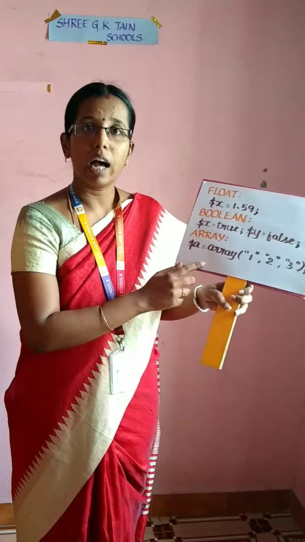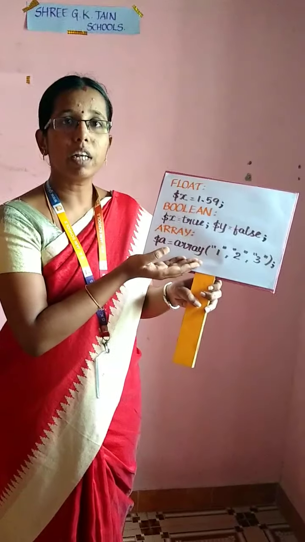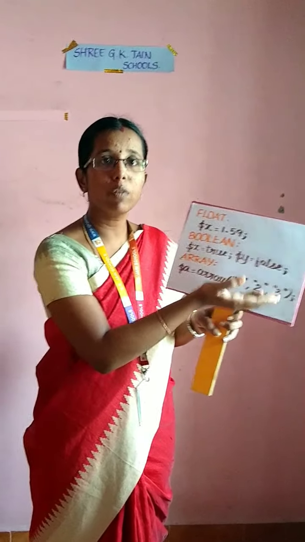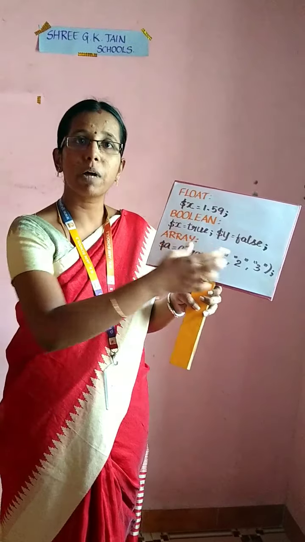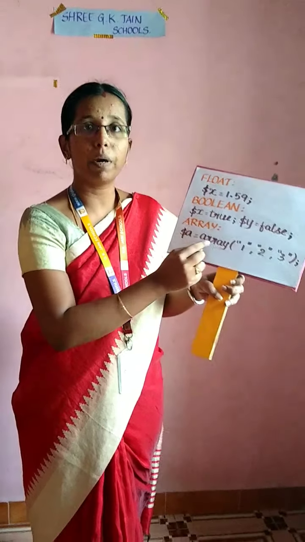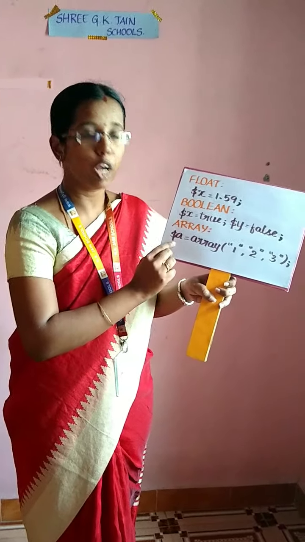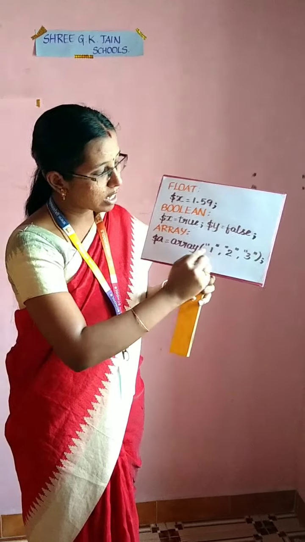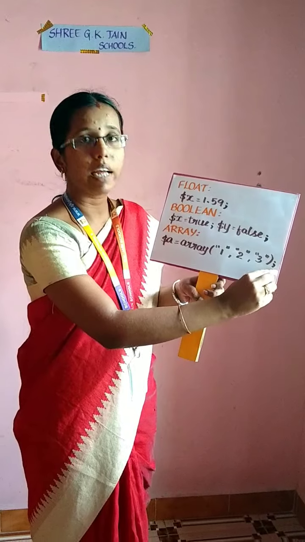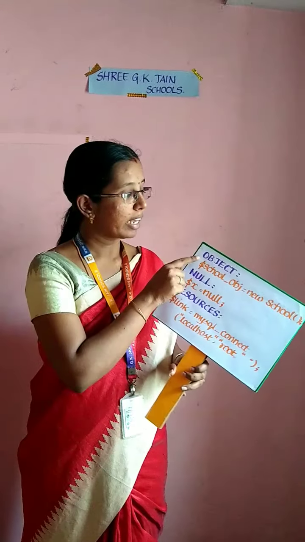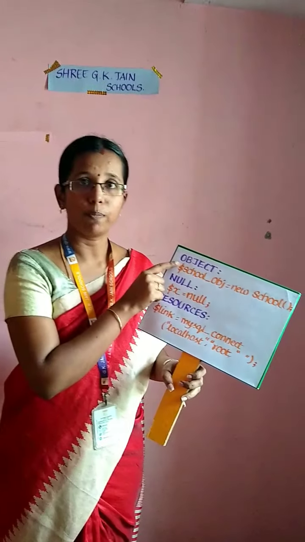Next one is your array. An array is nothing but you can assign more than one value to a single variable. That is, multiple values can be assigned to a single variable by using an array. In the same way, you have to declare the numbers with the double quotes inside the parenthesis and terminate with the semicolon. The next data type is your object.